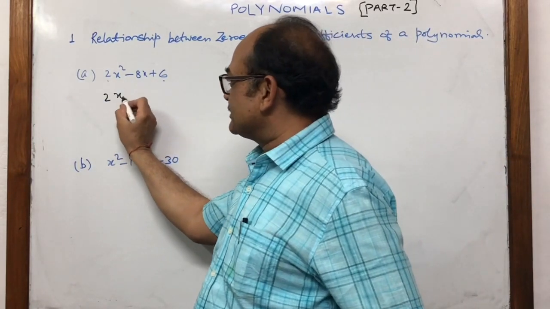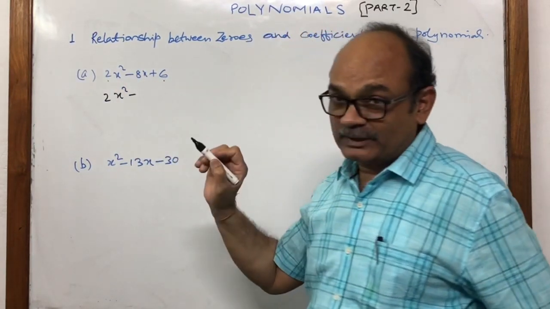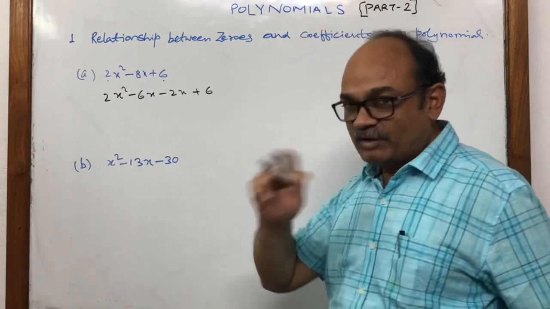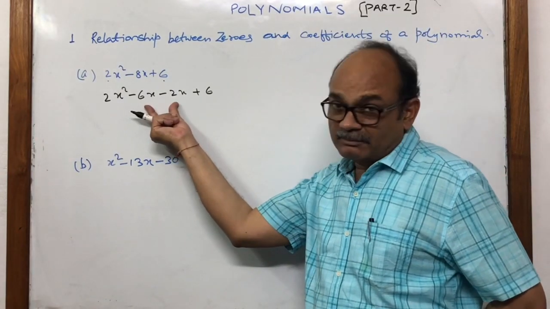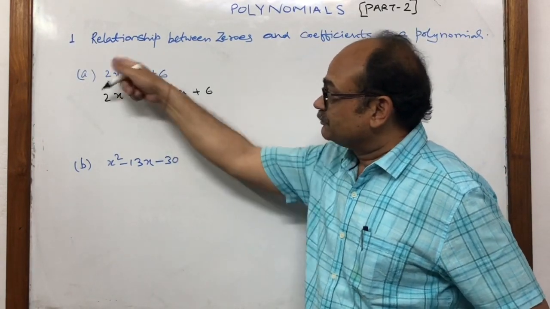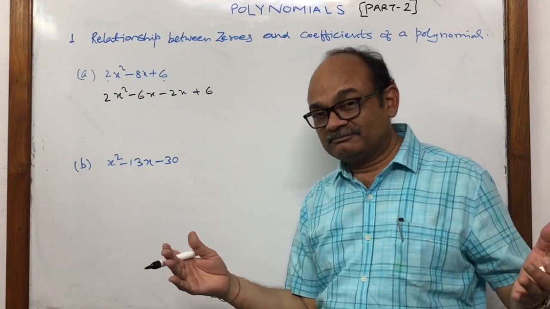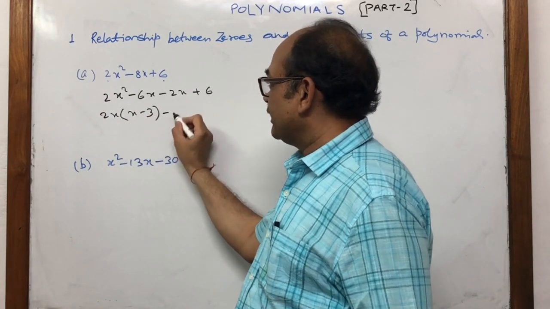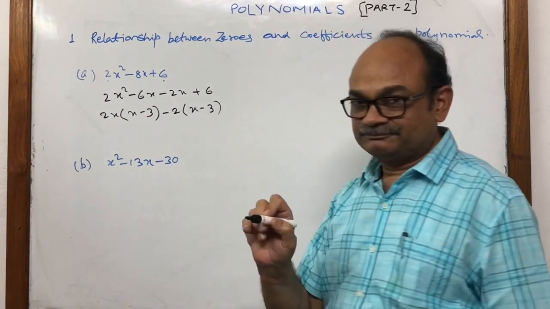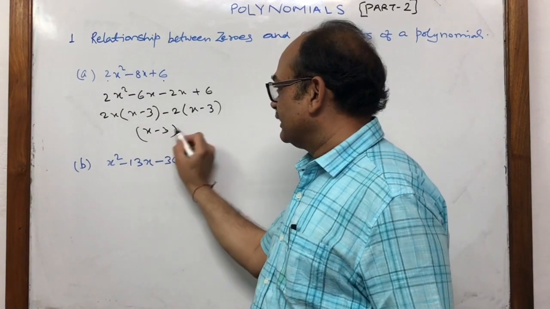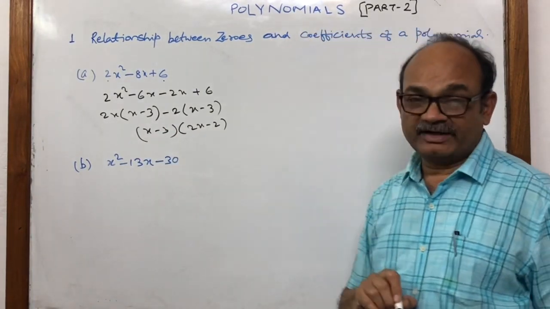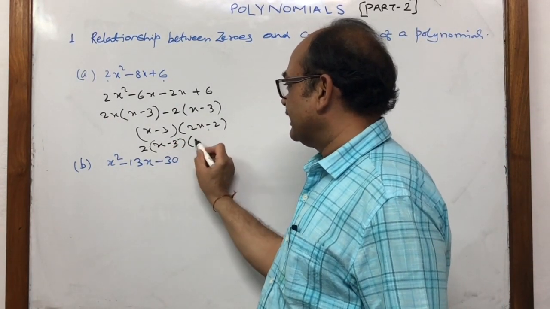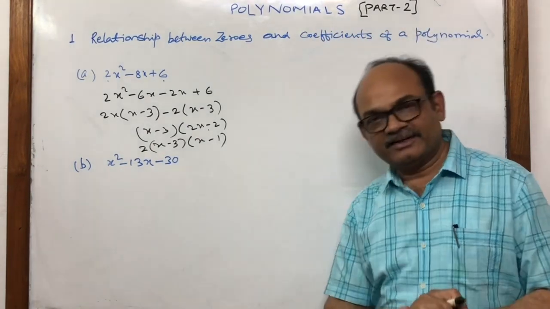So we can write 2x square minus 6x minus 2x plus 6. Why? The sum of these two is minus 8x and the product of these two is 12x square. Or you can take 2 common, your choice. 2x common, x minus 3, minus 2 common, x minus 3. It means x minus 3 and 2x minus 2 are the two factors, or we can write x minus 3, 2 again common and x minus 1. Your choice, you can solve by any method.